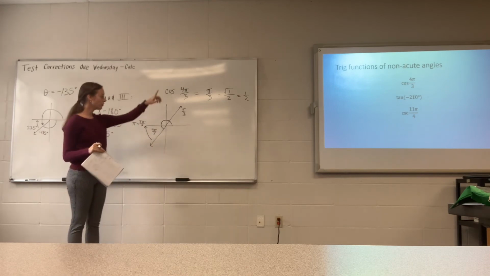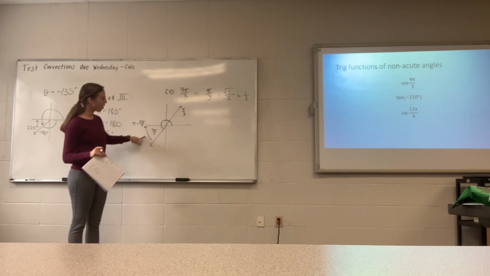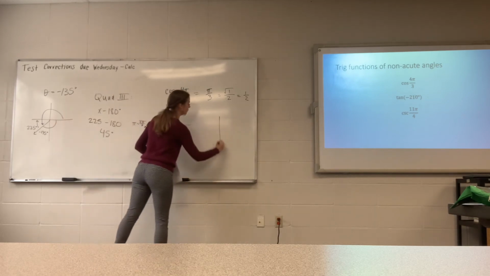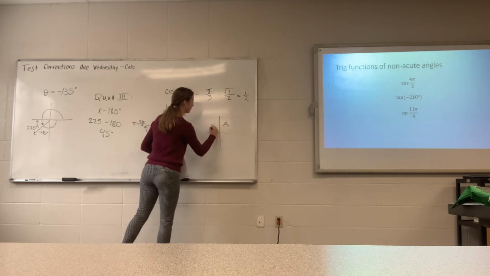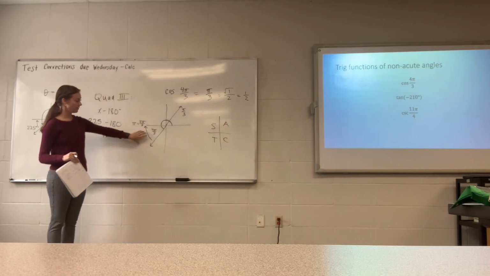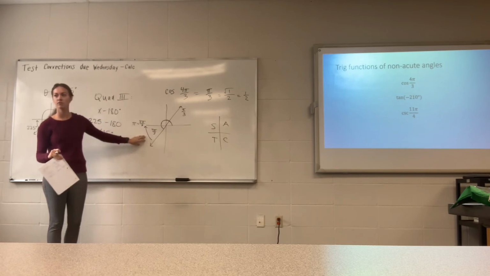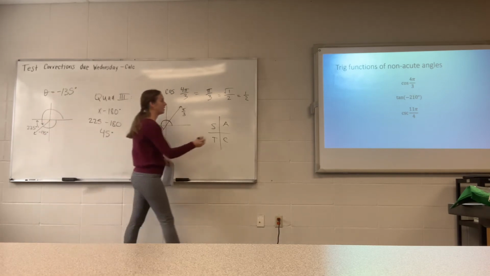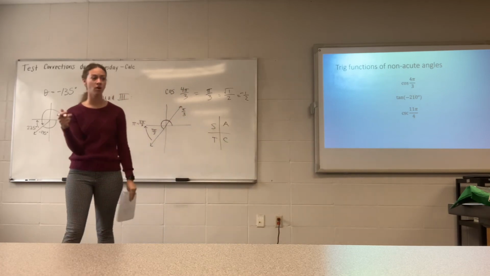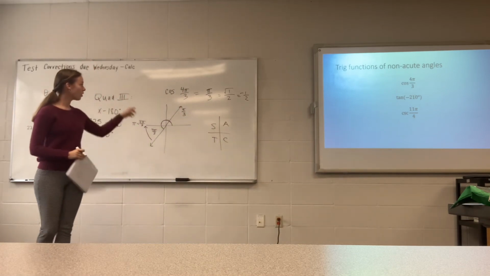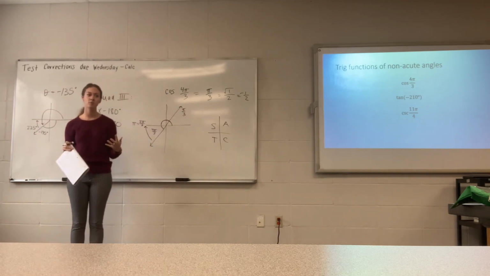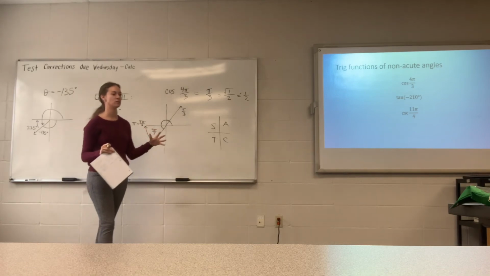The only thing, guys, is that if it's cosine and it's in this quadrant right here, if I think about my All Students Take Calculus, should my cosine in this quadrant be positive? No, so I know it's going to be negative. If you were looking at your unit circle, because you've already filled in all these values, your cosine at 4 pi over 3 should be negative 1/2. But remember, you're not going to get this on the first quiz, so that's why we just did it the long way.